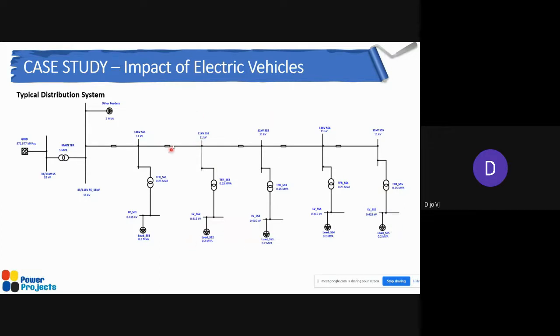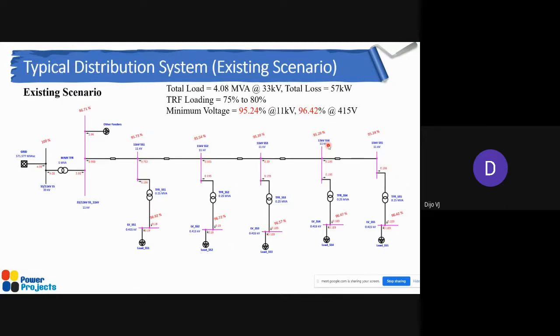But this is located at different places. I think I've taken 500 meters apart, like the first transformer comes at 500 meters from the substation, the next one 500 meters from there, and it goes like that. So let us see what the voltage profile of this system is by doing the studies. This I have modeled in ETAP software.